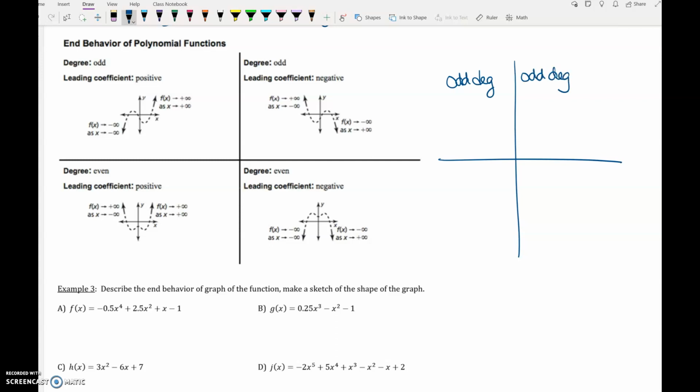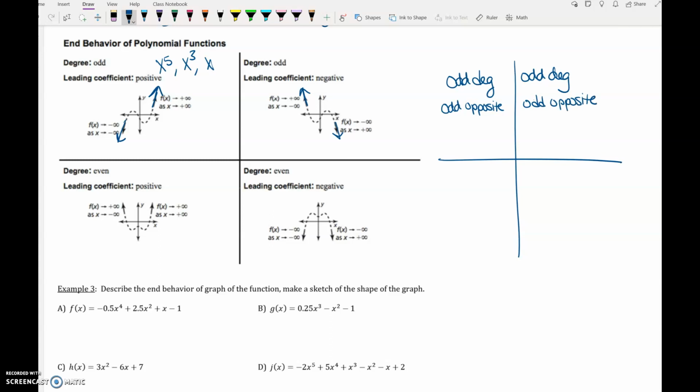Remember, degree is the largest exponent. So we're talking about things that have like x to the 5th as their largest term, or x to the 3rd, or just plain x, or x to the 7th. Any odd number as the largest exponent is going to be an odd degree polynomial. What I want you to notice is the two ends of the graph point in opposite directions. So I'm going to write down odd opposite. And I just remember odd opposite, my two ends are going to point in opposite directions.